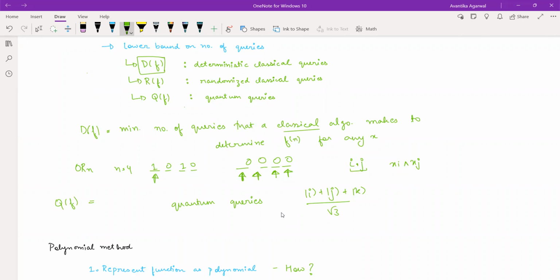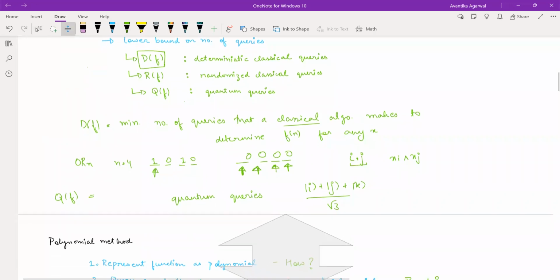So if I had made these 3 queries separately in succession on a quantum oracle, then it would have counted as 3 queries. But so long as I'm making them in superposition, it only counts as a single query. It is my problem how I come up with this superposition, but to the oracle, it will only count as a single query. So I hope the definition of DF and QF is clear.